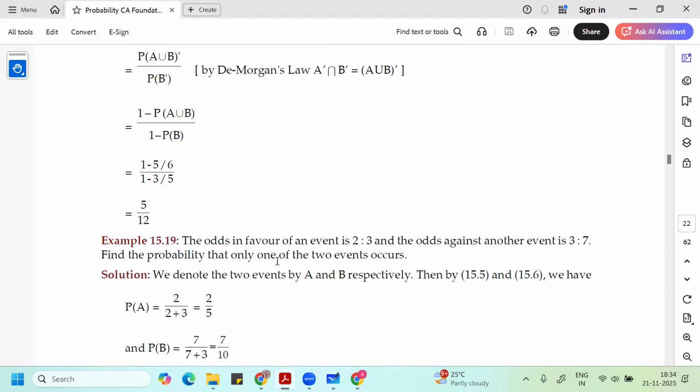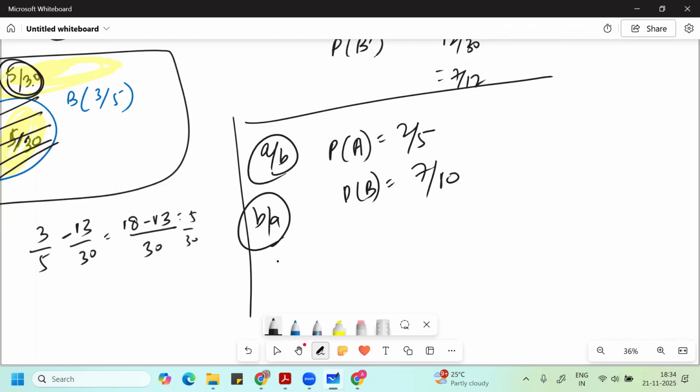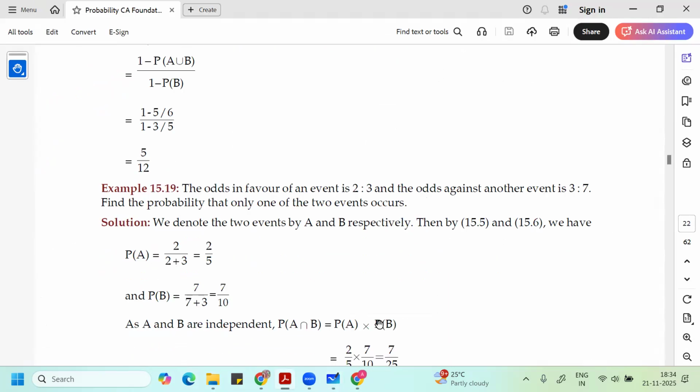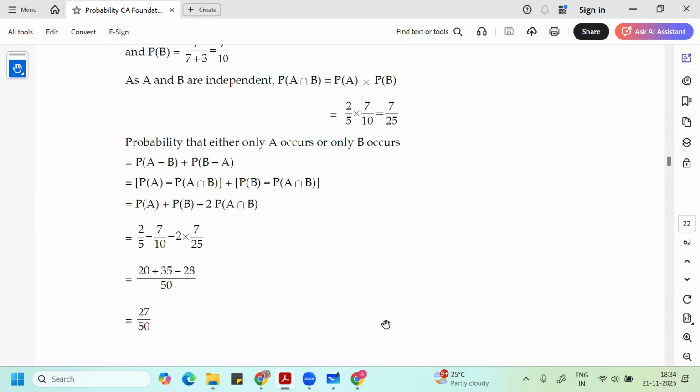Okay. So what is the probability that only one of the two events happens? Means A happens, B does not happen. B does not happen is 3 by 10. A does not happen is 3 by 10. B happens is 7 by 10. This is 6 plus 21, 27 by 50. Okay.